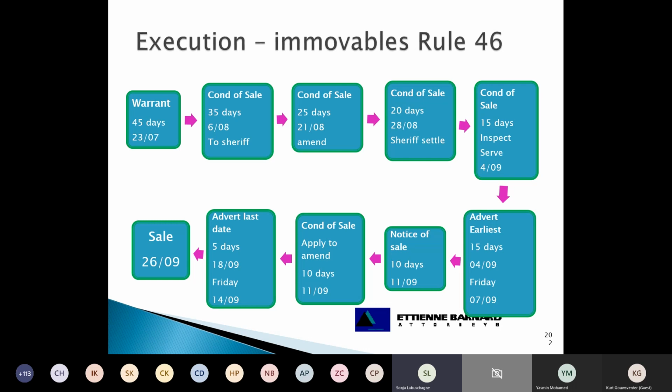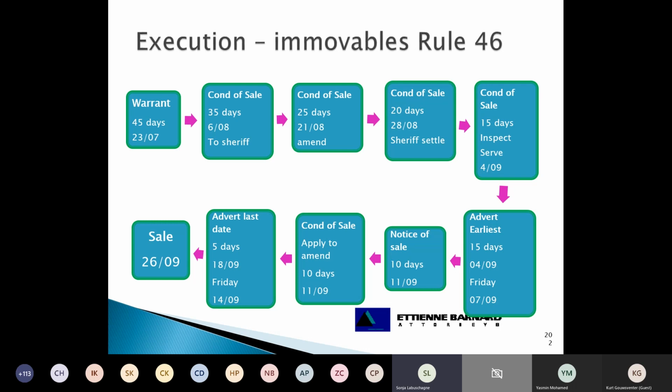So then we have a condition of sale that must be drafted, and that goes to the sheriff. And then there's a couple of time frames where you have time to amend it, people have time to comment on the conditions of sale. Those are actually in the rules. So it's not a contract that you start from scratch, it's prescribed, but it can be changed. And then finally, 20 days before the time, the sheriff settles that. And then it lies for 15 days to be inspected. And then you advertise your notice of sale.